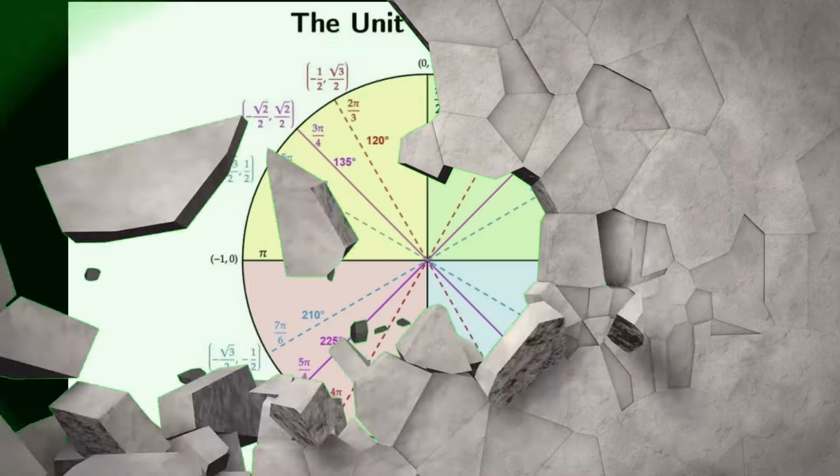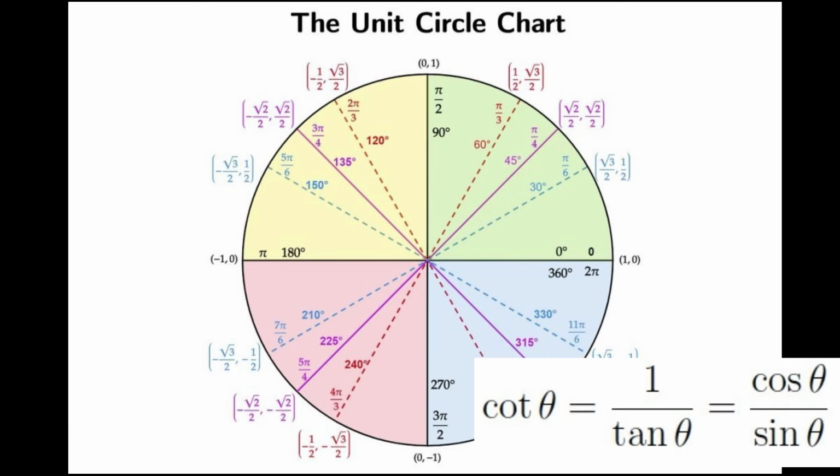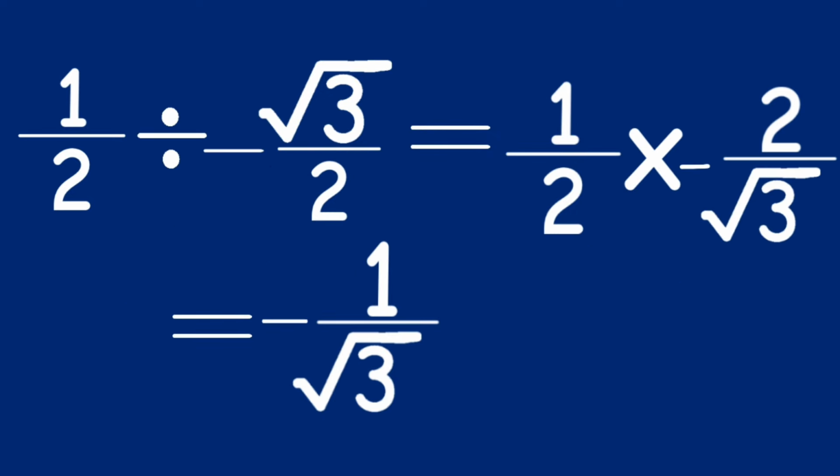Now for the hardest part, the cotangent value of any part of the unit circle would be to instead divide cosine over sine. So through division, we will find that the cotangent value of 300 is the negative square root of 3 over 3.